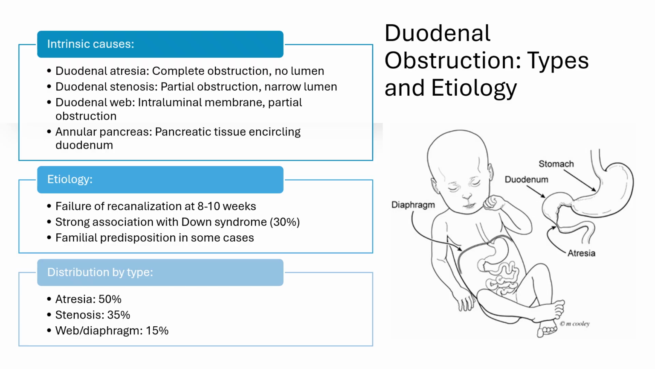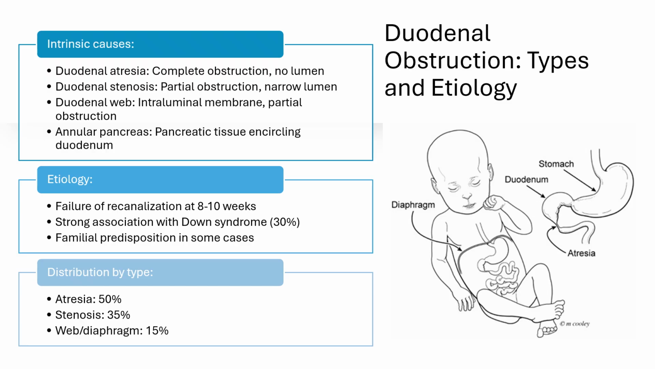Duodenal webs are intraluminal membranes that partially obstruct flow. Picture a curtain stretched across the duodenal lumen. Some contents can get through, but not easily. Finally, annular pancreas creates a different problem entirely. Here, pancreatic tissue wraps around and compresses the duodenum from the outside, like a belt that's too tight.